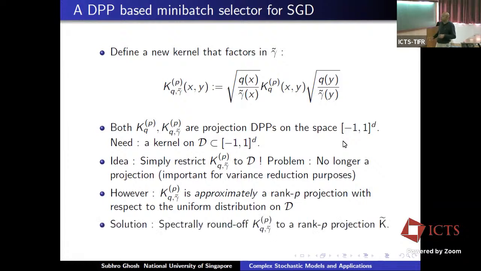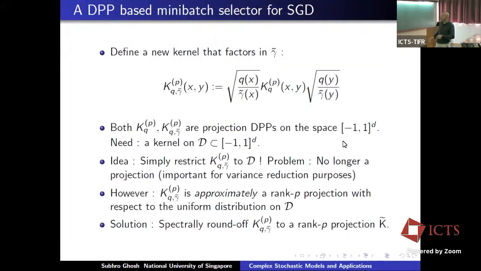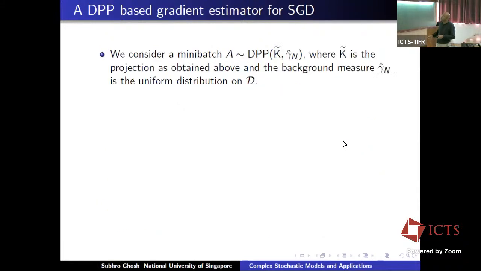And we can use this observation to spectrally round off K_Q gamma tilde to an actual rank P projection K tilde, which lives on the data set. So now K tilde is actually a discrete kernel which lives on the data points, whose rows and columns are indexed by the data points, and is a rank P projection. And so this is our DPP, and we sample the mini batch A according to this DPP.